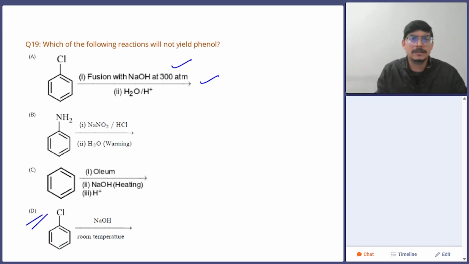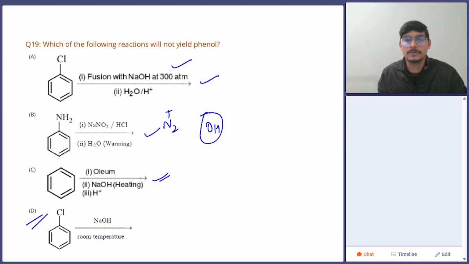In option B, aniline first undergoes diazotization, N2 plus, which being a very good leaving group, is displaced by OH. So this also gives phenol. And the third method is also very famous. Oleum introduces a sulfonic group on benzene, which is a good leaving group and easily displaced upon reaction with hydroxide. So yes, we have already cleared it out. So option D is the correct answer.